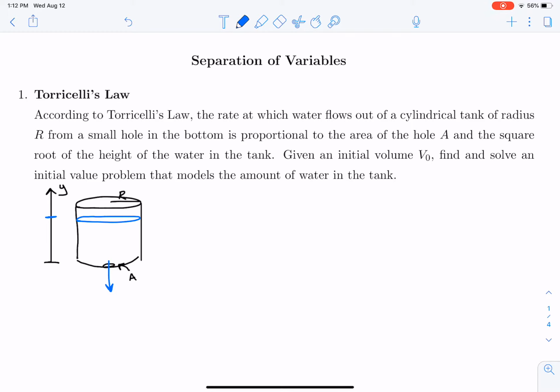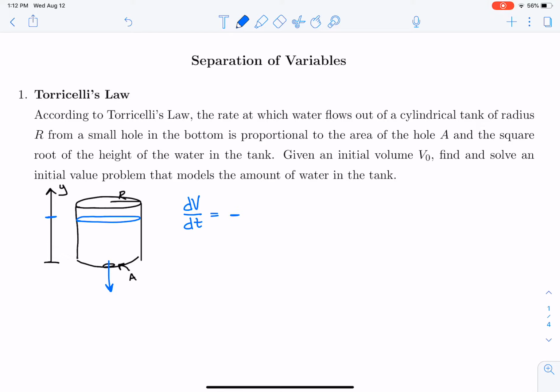And so what's happening is water is slowly draining out of this tank, and the rate at which water flows out of the tank is proportional, like I said before, to the cross-sectional area of the hole and the square root of the height of the water. So let's take those words and turn them into a differential equation. We'll start with the rate at which the water flows out of a cylindrical tank. So that is the rate of change of the volume of the water, dV/dt. Now, water is flowing out, so we're seeing a decrease in water, so we're going to imagine that's negative.